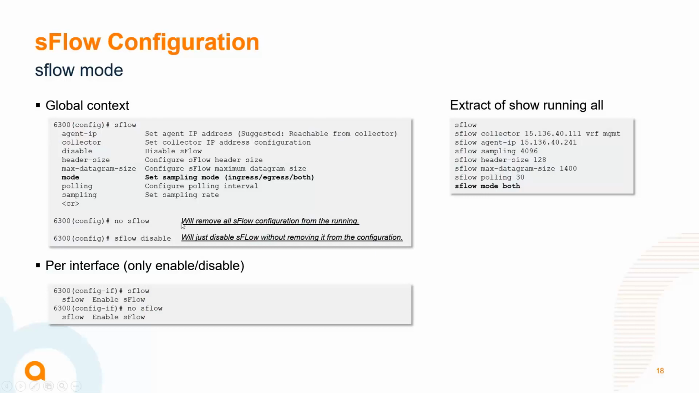So if you do a no S-Flow, you will remove all the configuration for S-Flow. If you do S-Flow disable, you will just disable S-Flow without removing the config. This is just a simple extract of a running configuration with S-Flow parameters being configured here. And per interface, the only parameter that you can configure is if S-Flow is enabled or disabled.